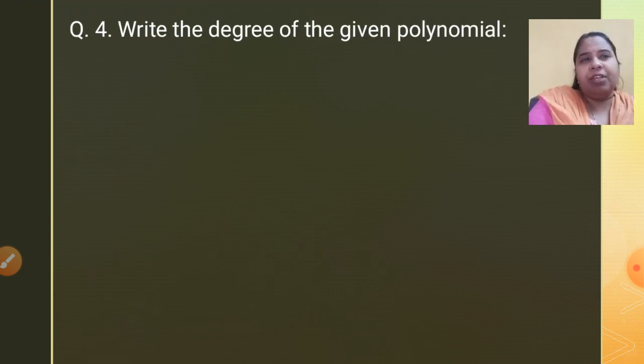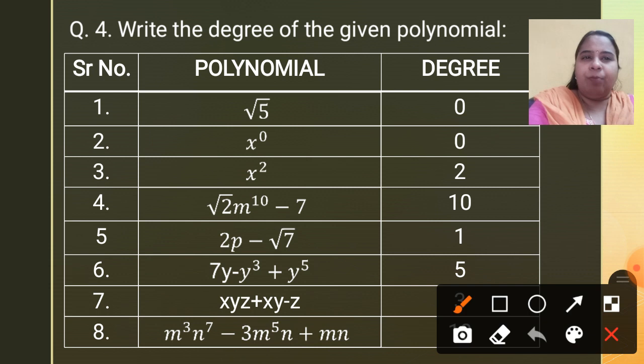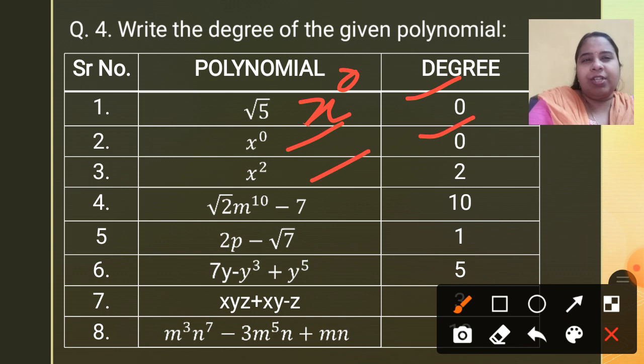Write the degree of the given polynomials. Now I have prepared a tabular column for this. Okay, see, these are the polynomials. You can also write this in this way only. Root 5 is a constant number. It can be written as x raised to 0. So automatically the degree becomes 0. The next one is x raised to 0 itself. Degree is 0. x square. What is the degree? 2.